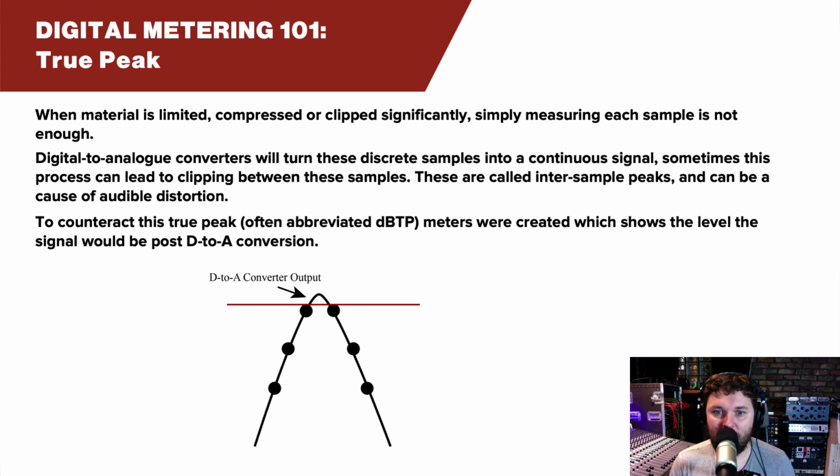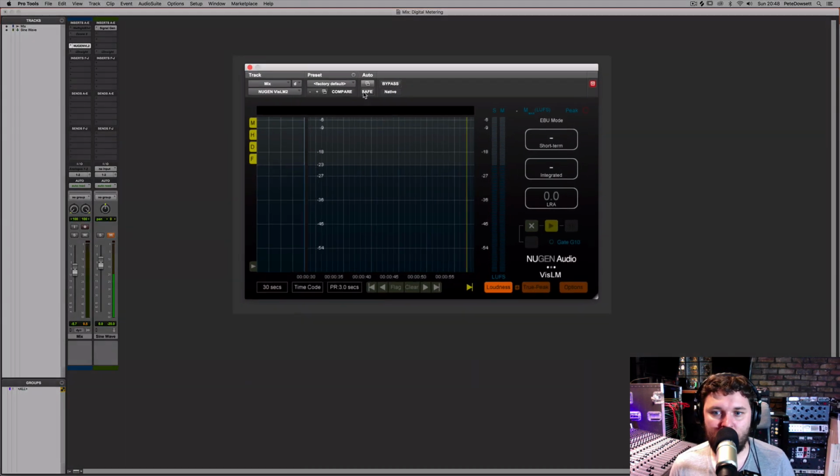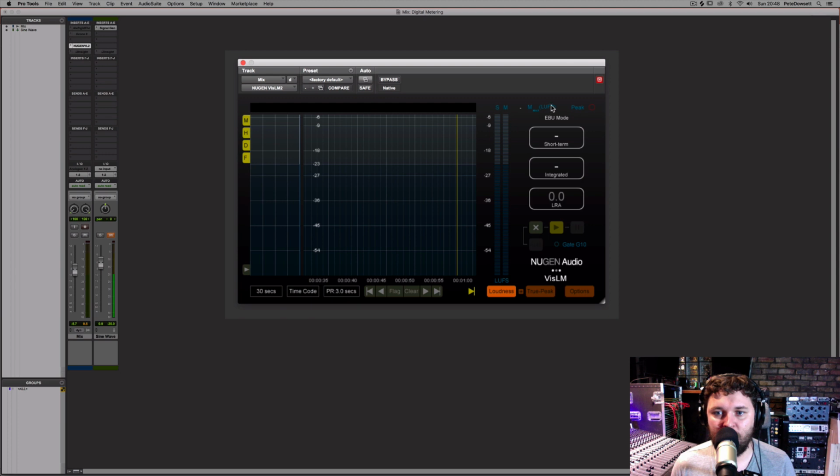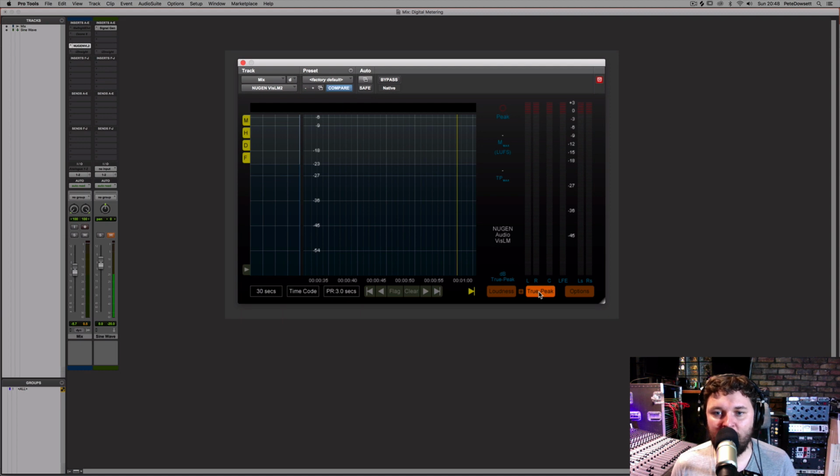So let's go back to Pro Tools and I'm going to show you this. Here we've got a meter that not only shows you the LUFS readings that we saw before, but we can go into true peak mode here and look out for this value, TP max. This is going to be showing you the maximum peak, not just at the point of samples, but between that, as if it had been converted back to analog again.